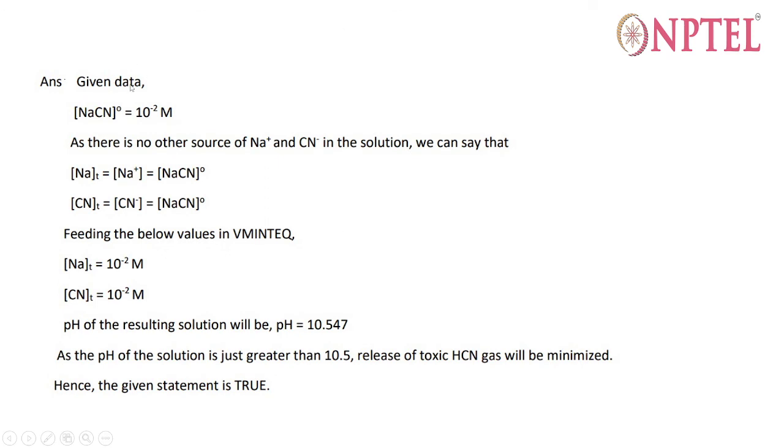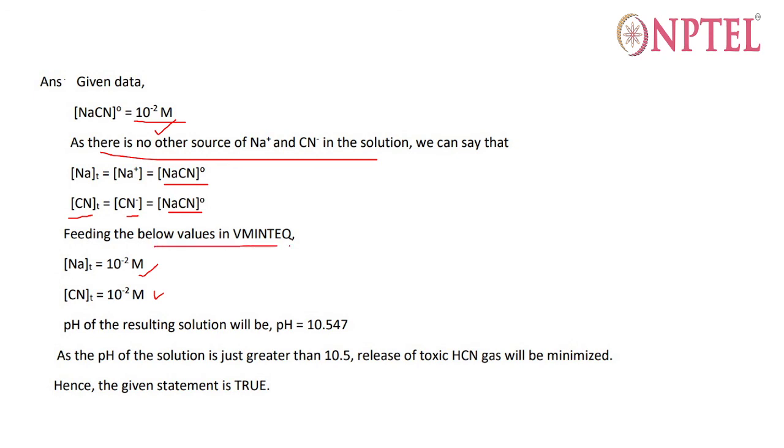See, in case of NaCN naught, I am getting how much? This 10 to the power minus 2 molar, and there is no other source of Na plus and Cn minus in the solution, right? So we can write that total Na, that will be Na plus only, is nothing but NaCN naught, the initial one. This is the only source, right? In case of Cn also, it is in the form of Cn minus, totally dissociated. It is nothing but coming from NaCN naught. So this value will be equal. I know what NaCN naught is, 10 to the power minus 2.